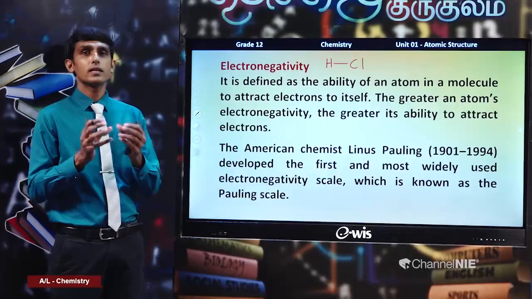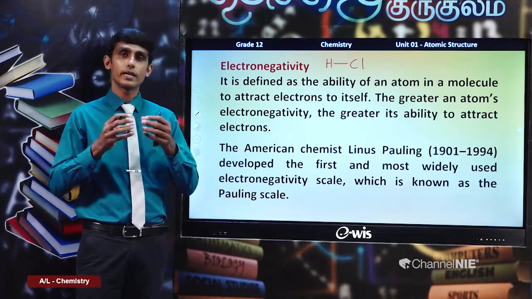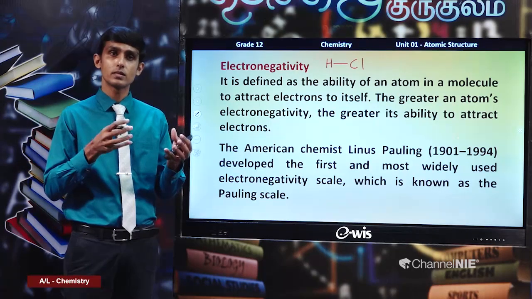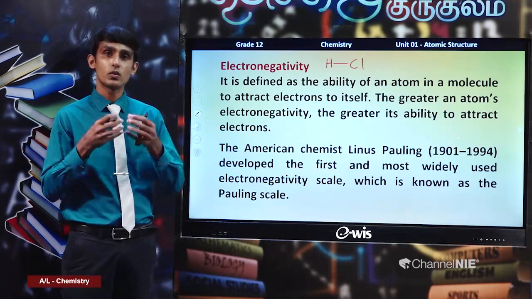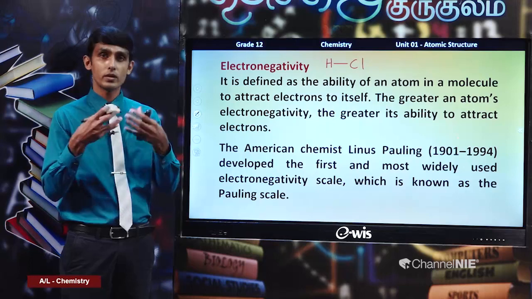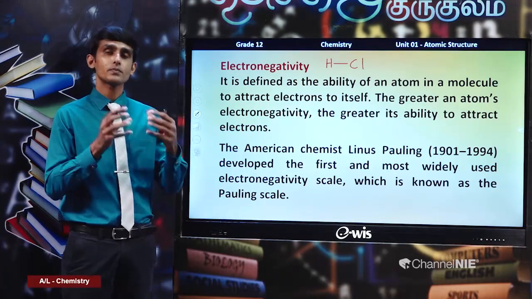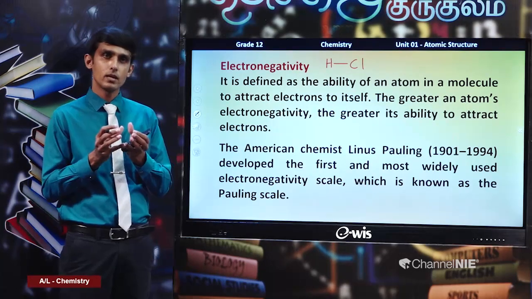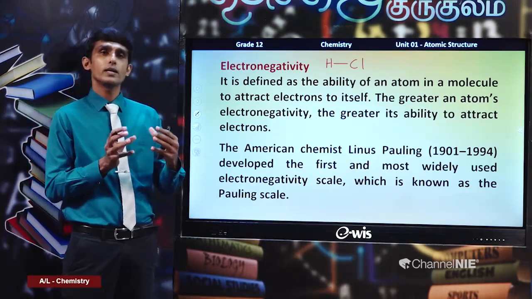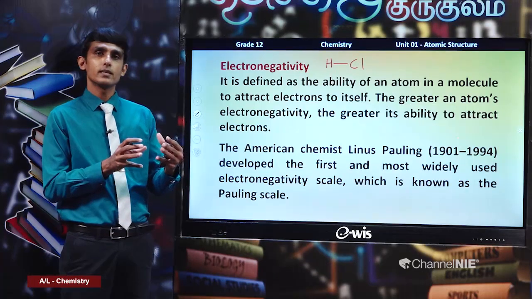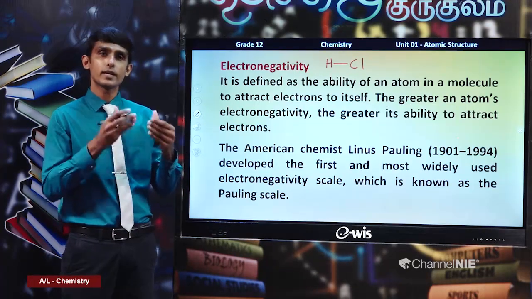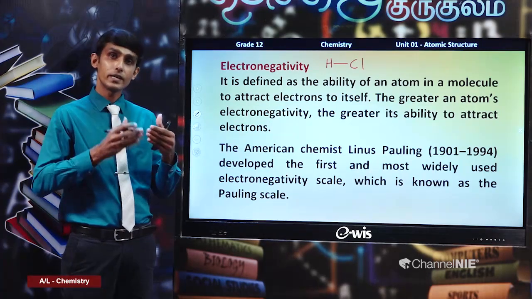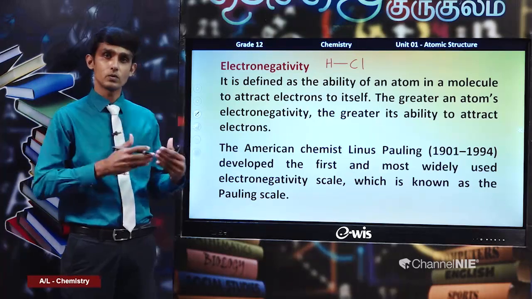He gave these electronegativity values, or the tendencies of these atoms to attract bond electrons towards themselves. Those values were quantified by Pauling using bond energies, by measuring bond energies. So, according to the Pauling scale, we are learning the variation of electronegativity, that very important periodic property, the way how it varies across a period and on moving down the group.